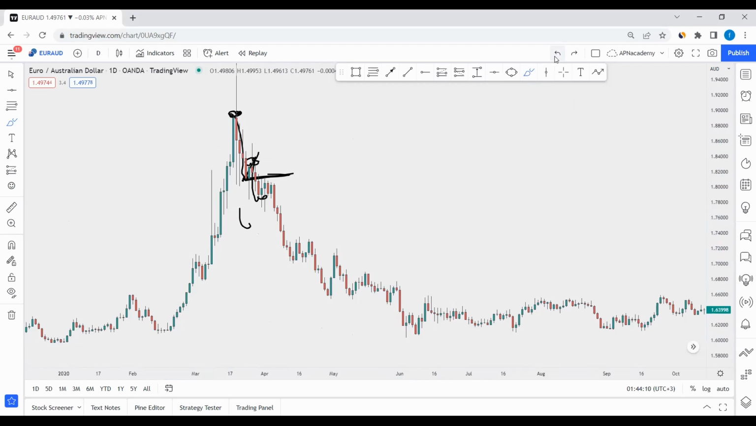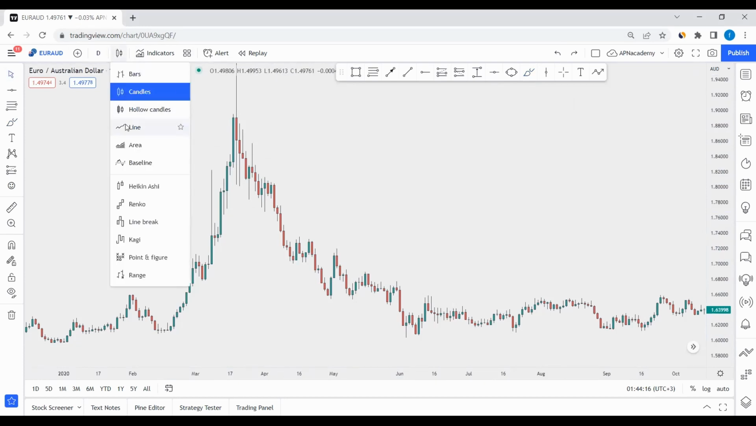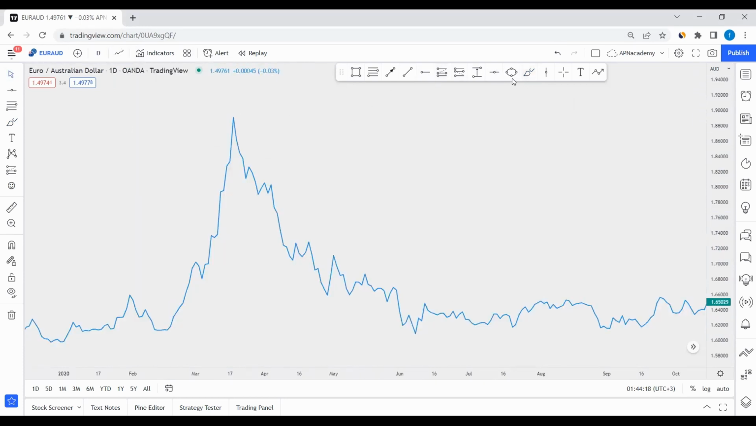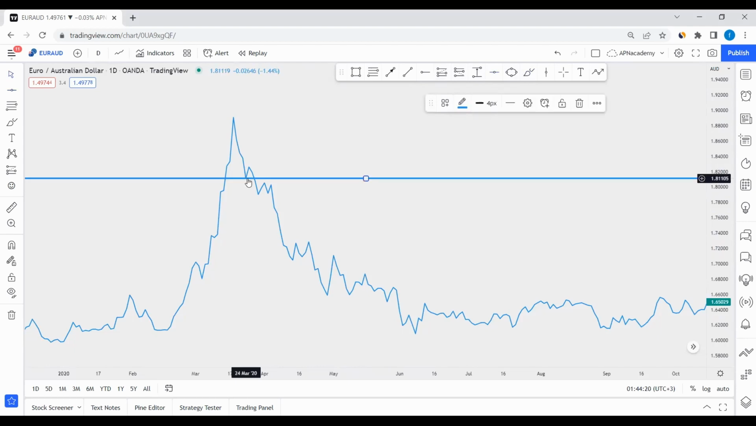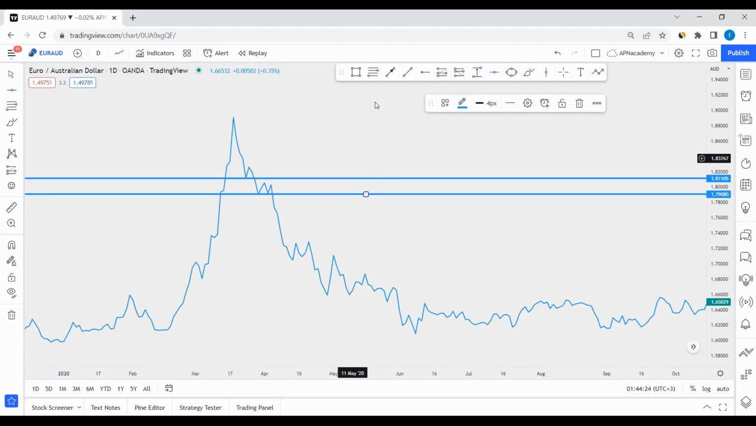In case it's hard for you still in the candle, let me just remove this. So let me just change to line chart. You can use line chart anytime. So let's mark, this is a turning point, right? Then you come again and mark this turning point, right? So let's just check. I'm not going to mark all of them just for purpose of time.